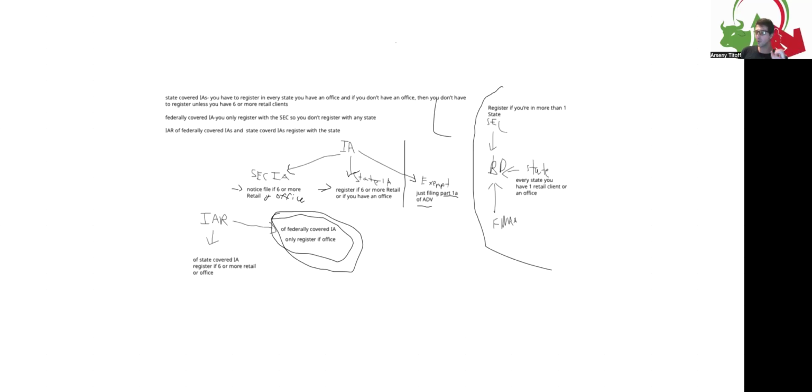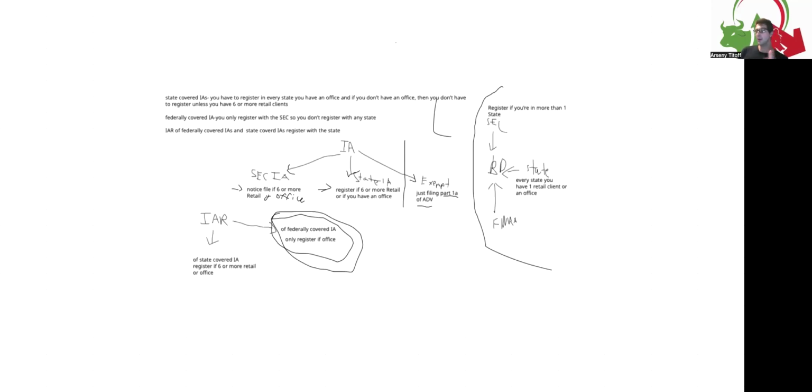It's the same rules for state-covered investment advisors, except you register instead of notice file. So if I have an office, I have to register. If I have 6 or more retail, I have to register. Now, when it comes to IARs, investment advisor representatives, they only register with the state. Only register with the state. So if I'm an IAR of a state-covered investment advisor, I'm going to register similar to state-covered IAs, if there's 6 or more retail or an office. Obviously, I can't register in a state unless my IA is already registered there, similar to the broker-dealer.